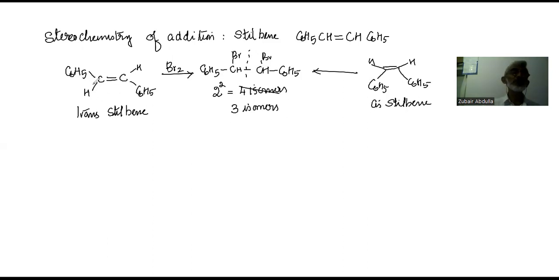Since the starting material is not optically active, the product will be either a racemic mixture or a meso compound. So during this addition, which will give the meso compound and which will give the DL mixture? That is what we have to find out from the stereochemistry of the reaction, and then see whether it is a stereospecific or stereoselective reaction. So we will make a model of this molecule first.